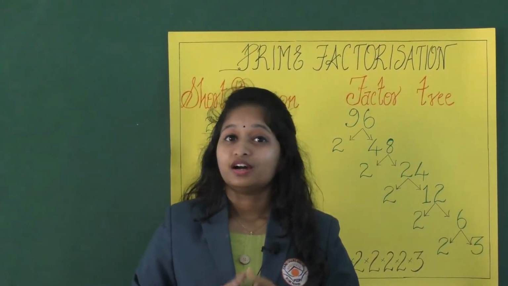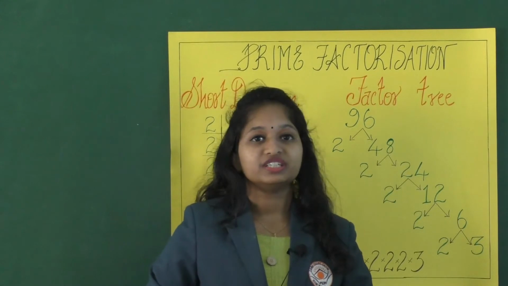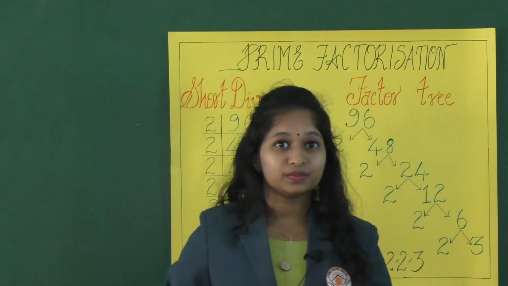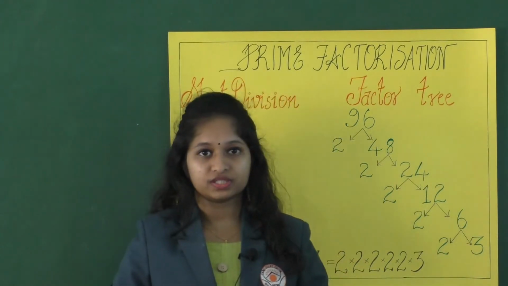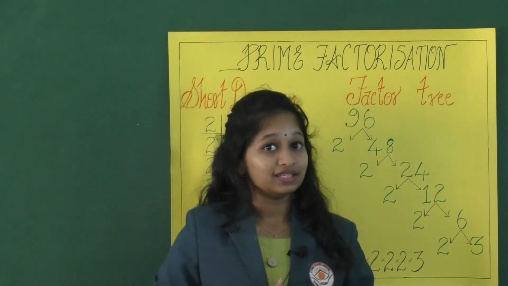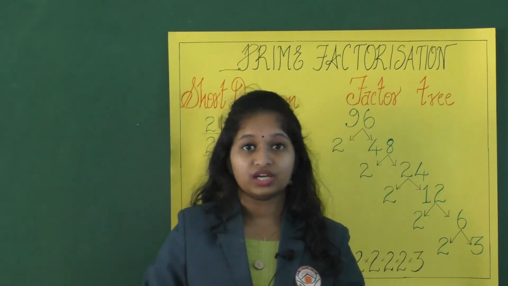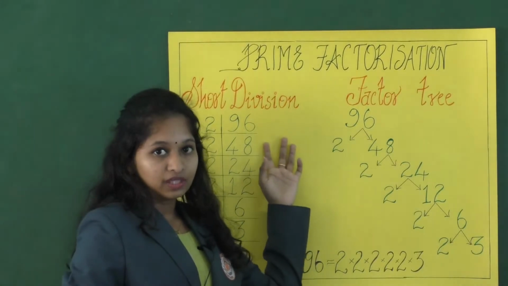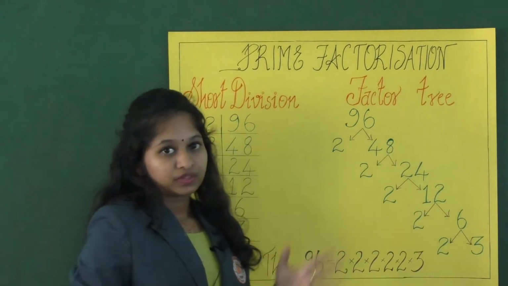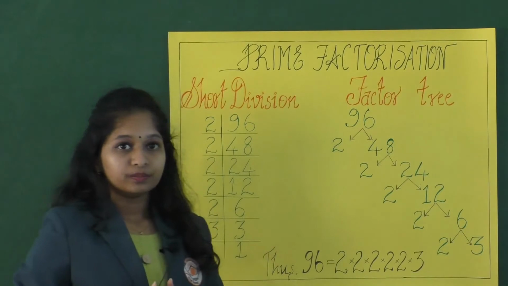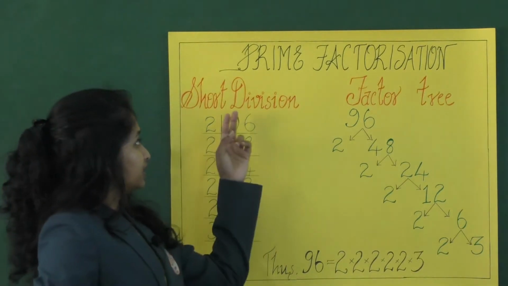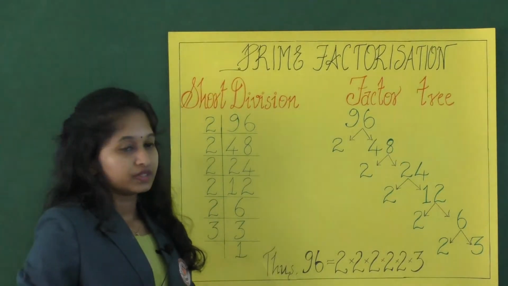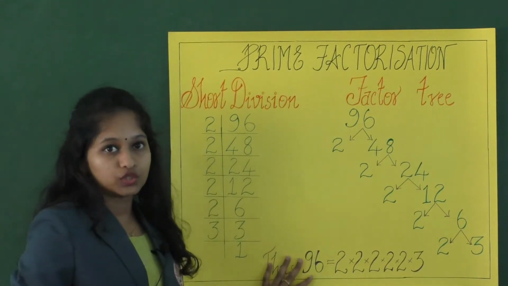So children, every composite number can be written as a product of primes. You have already learned prime numbers and composite numbers. So now let us learn prime factorization, how to factorize a number. Here I have an example, 96. To factorize a number, there are two methods, that is short division and factor tree method. First let us learn about short division method.